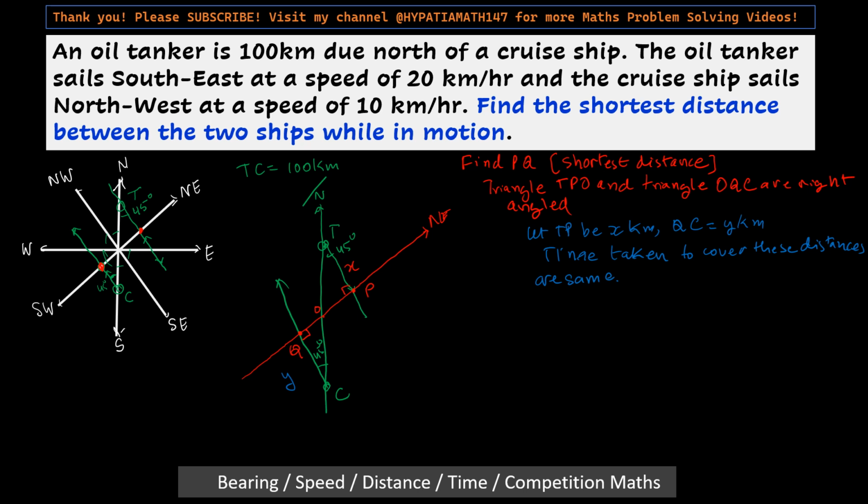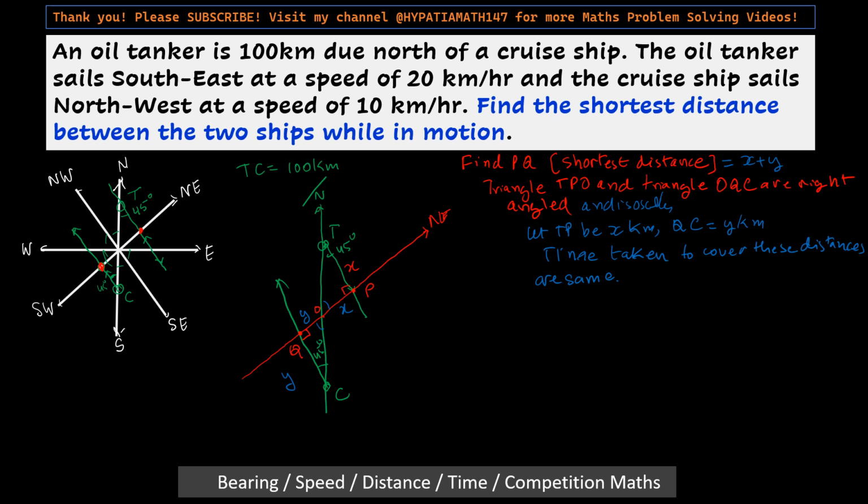So if the time is the same, how do we work out what X and Y are? Another thing that makes it easier for us is that these two angles would be equal. So actually this triangle is right angled and isosceles. So if this is Y, this would also be Y, and this would also be X. So the shortest distance would be equal to X plus Y.